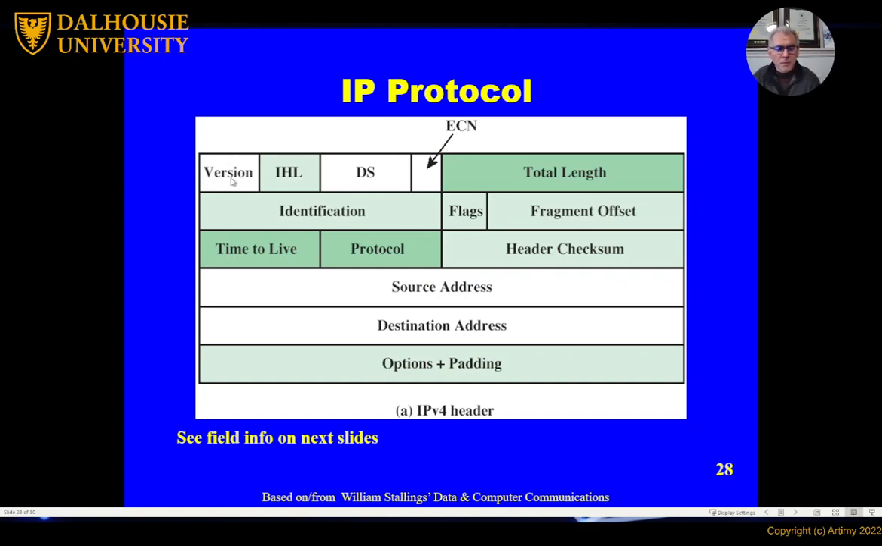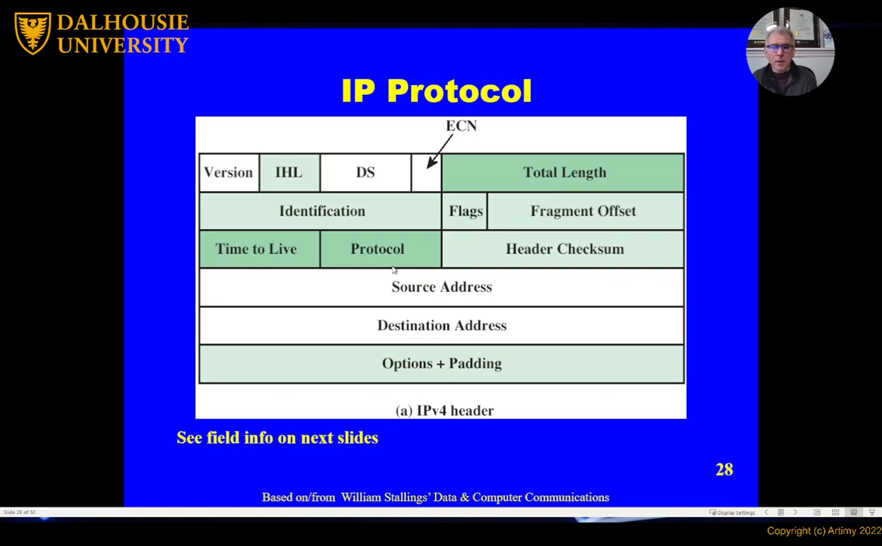We have the version number, so it's either version 4 or version 6. We have something here that we call differentiated services. That gives priorities to the packets. I think we're going to talk about this at some point in the future. Here, this indicates the total length of the IP packet. The protocol indicates whether we have TCP or UDP in the payload or any other protocol, so we put the protocol number here.